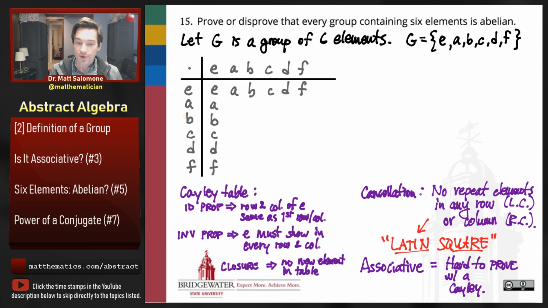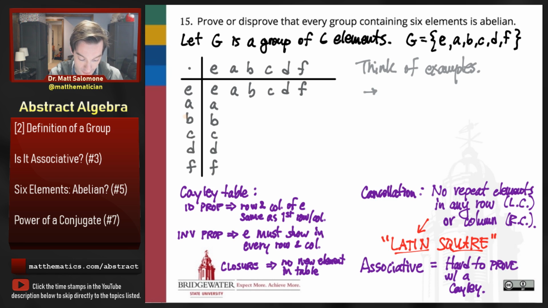Okay, so can we use a Cayley table to prove or disprove that every group of 6 elements is abelian? I wouldn't recommend doing it. I think what the author of this problem, so when Judson wrote this problem, what he had in mind for us to do is to just think of the examples of groups that we know up to this point that have 6 elements in it.